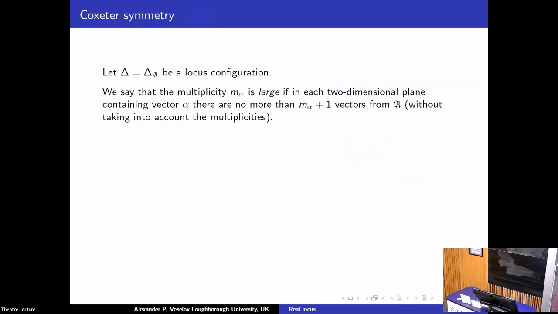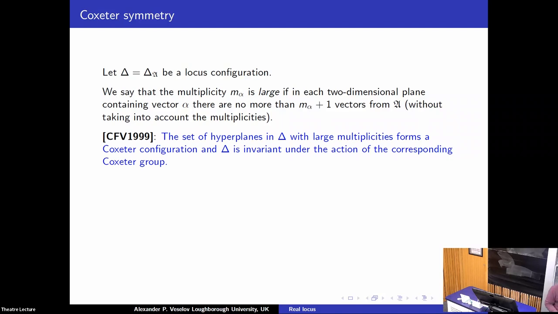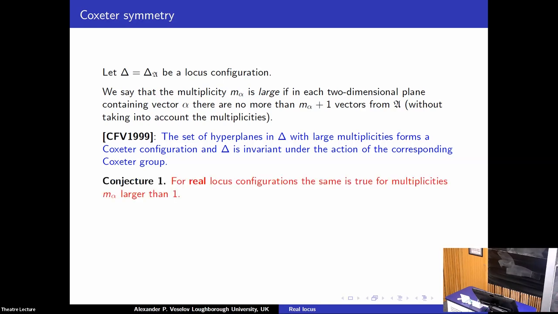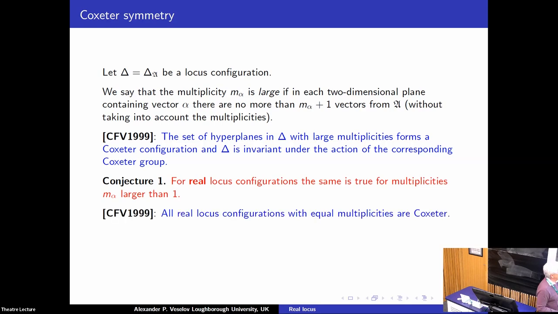So let's define multiplicity M alpha. Let's say it's large if, for any two-dimensional plane containing vector alpha, there are no more than M alpha plus one vectors from our locus configuration. Here we're not taking into account multiplicities, right? So this is a definition which we used to prove this theorem. If you consider now a subsystem of hyperplanes with large multiplicity in some technical sense, then we prove that it must be Coxeter, and the whole system is invariant under the Coxeter group, right? So you can only add to the Coxeter system some small multiplicity, and the notion of small, conjecturally, means one. So anything bigger than one is large.